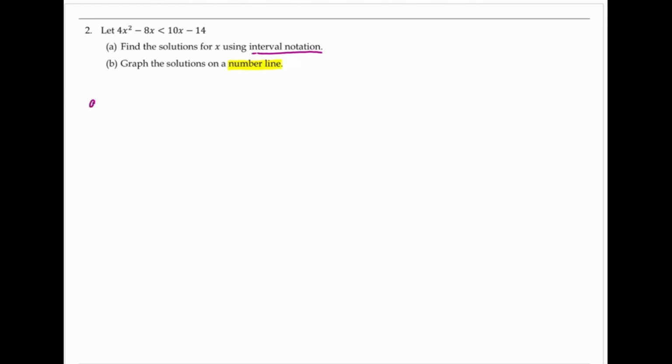All right, so let's start off by setting this quadratic in terms of equals 0. So some sort of equation.